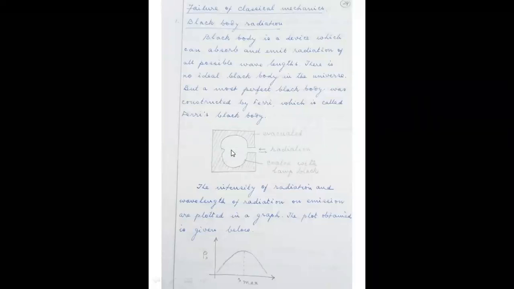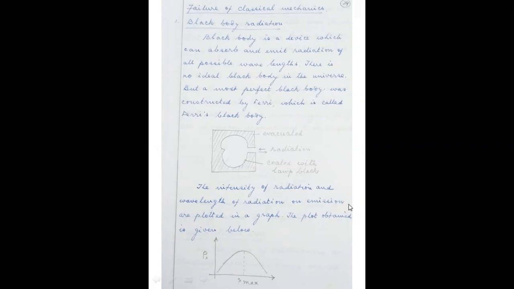Suppose a radiation falls here, if this is a smooth surface, then the radiation can escape by direct reflection. If there is a conical structure here, the radiation that is falling here will experience multiple reflection, and it will be absorbed by the lamp black material.